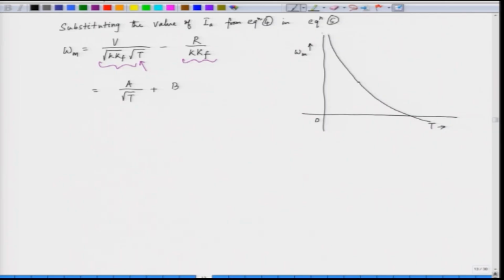That is why a series motor should not be started with no load condition. If the torque is equal to 0, the speed may reach dangerously high value, which will jeopardize the mechanical parts by applying high centrifugal force. So, a series motor should not be started under no load condition. So, this is the speed torque characteristic.